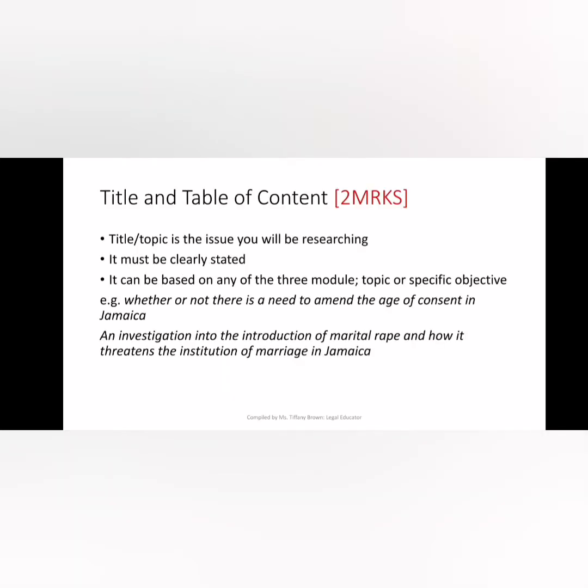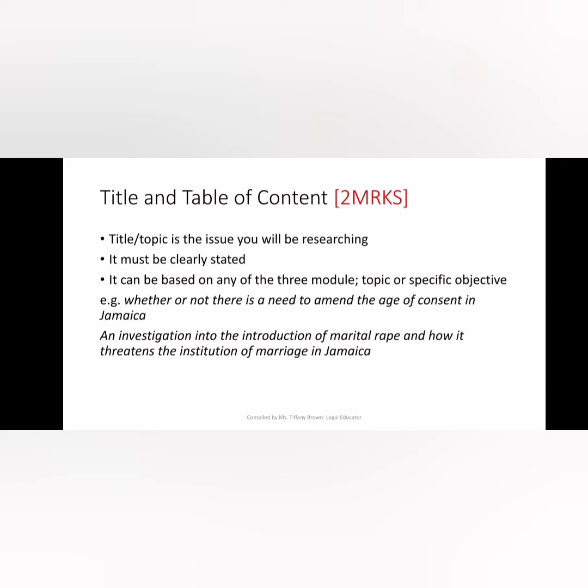Your title and table of contents is worth 2 marks, and this is where you're highlighting the issue that you're researching. It must be clearly stated, and it can be based on any of the 3 modules or topics or specific objective. Examples are whether or not there is a need to amend the age of consent in Jamaica, or an investigation into the introduction of marital rape and how it threatens the institution of marriage in Jamaica. Please ensure that you have both the title and table of contents, as you cannot get full marks if you have only one. Ensure your table of contents is completed.